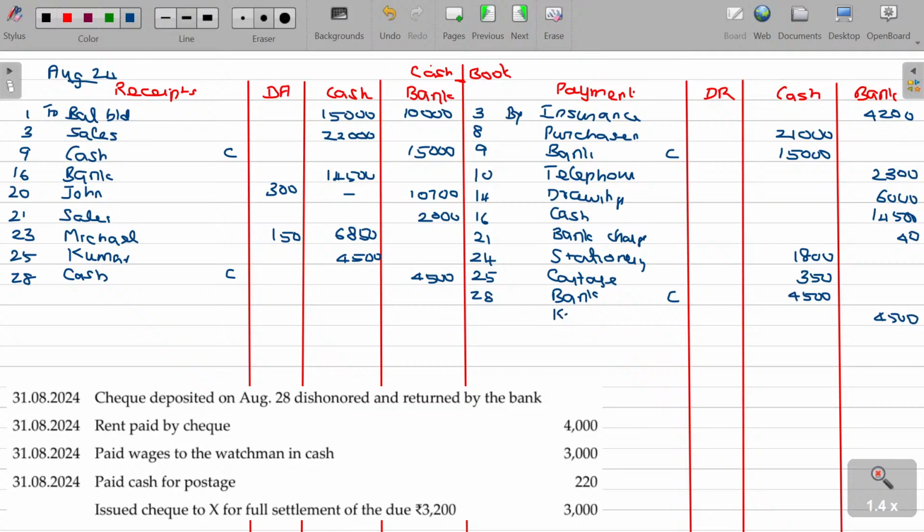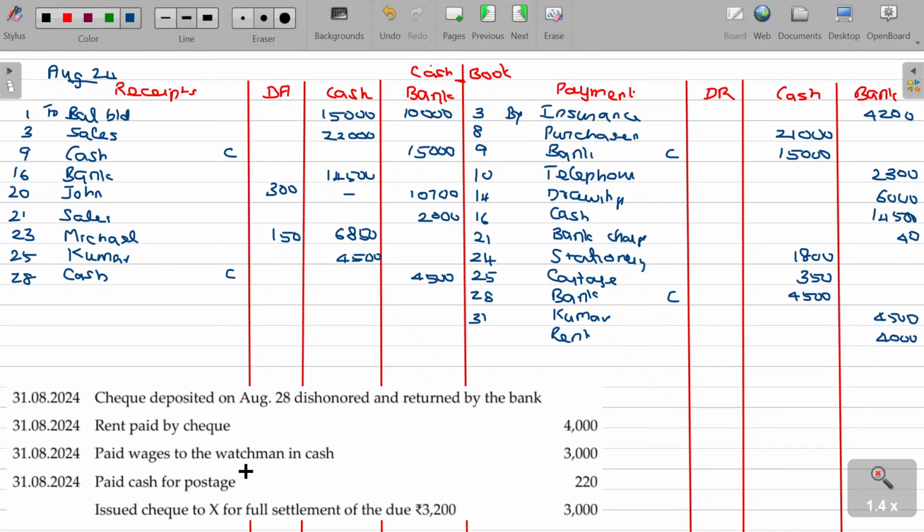Kumar. The date being 31st. Check is given. Check is returned. While receiving, Kumar's name is eliminated from my debtor's balance on cancellation because money has not been in cash. So I'm calling back him. I'm debiting his name again. Rent paid by check on the same date, rent. The rent payment by check means it's a payment in the bank column.